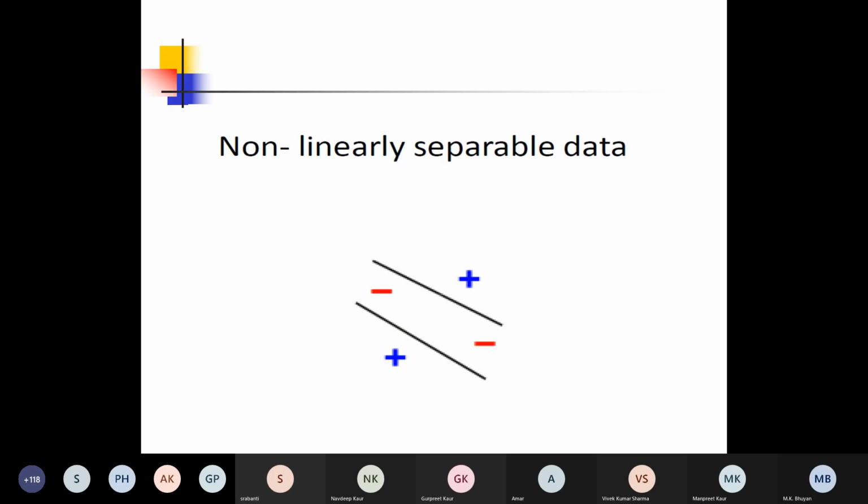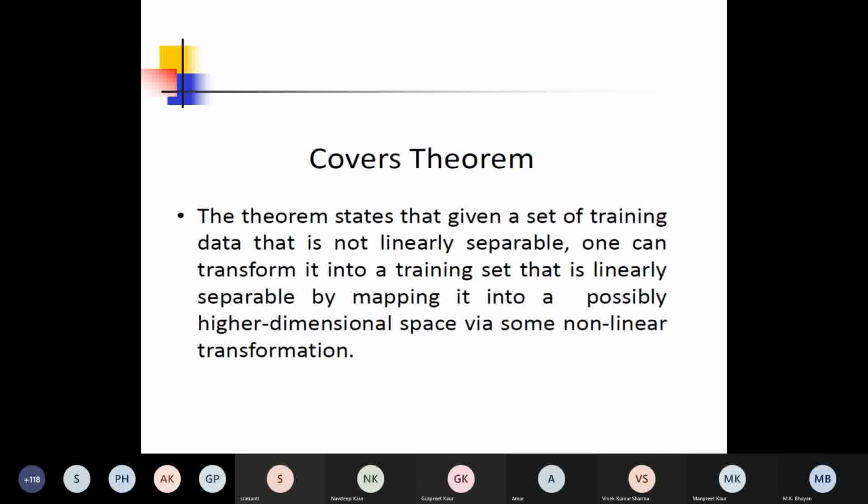And one theorem is very important, that is the Cover's theorem. As per this theorem, suppose the given set of training data is not linearly separable. What do we have to do? We have to transform the training set into a linearly separable one by mapping it into a possibly higher dimensional space by considering some nonlinear transformation. This concept I can show here. In figure A, the samples are not linearly separable.